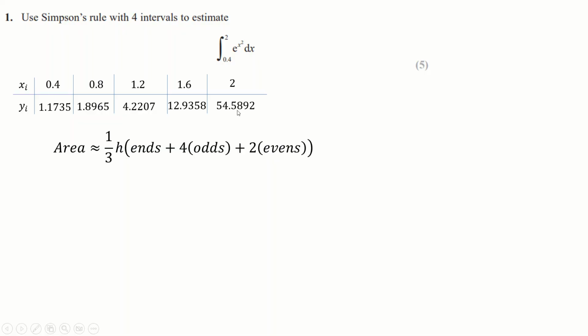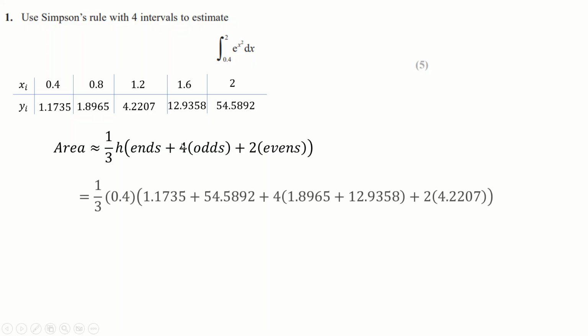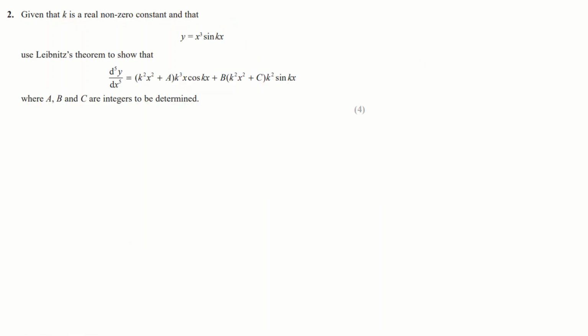And the first one, the end points don't count, so this is the first and the third, this is the second, so that goes there, the first and the third goes there. You substitute all those numbers in, and you get an answer. And that's the 5 marks done for the first question.